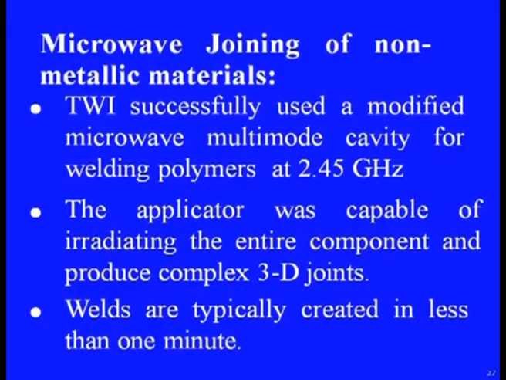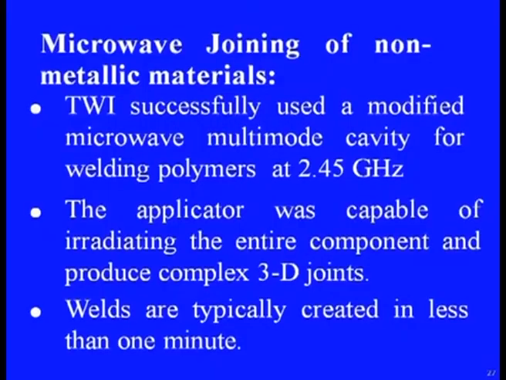Now, let us move on to another application of this microwave processing of materials, which is mostly the engineering application, that is microwave joining of non-metallic materials. Transwelding Institute successfully used the modified microwave multimode cavity for welding of polymers. They carried out this welding of the polymers using microwave energy at 2.45 gigahertz of frequency.